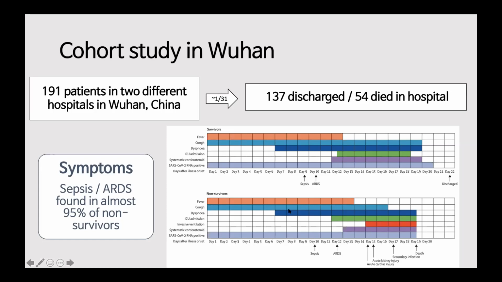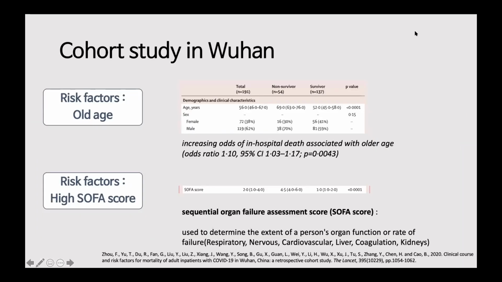The one interesting thing that we have to focus on is that we could find sepsis, which is an infection to our body by the virus, and ARDS, which means acute respiratory distress syndrome. These two conditions have been found in 95% of non-survivors. So this means that ARDS is the major cause of death. And the research officials have also tried to find what the risk factors of the disease are.